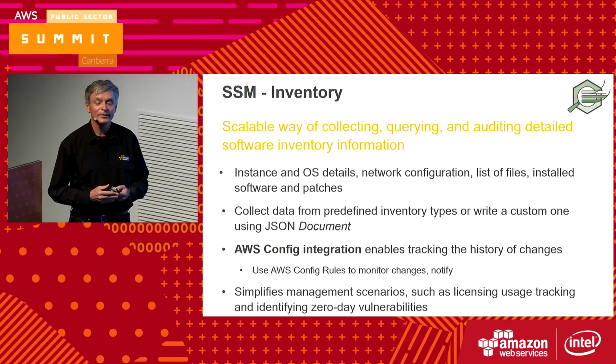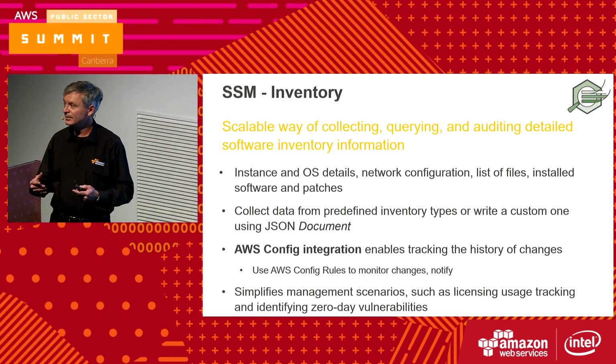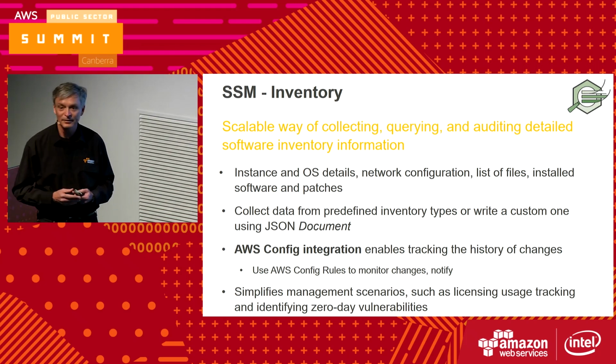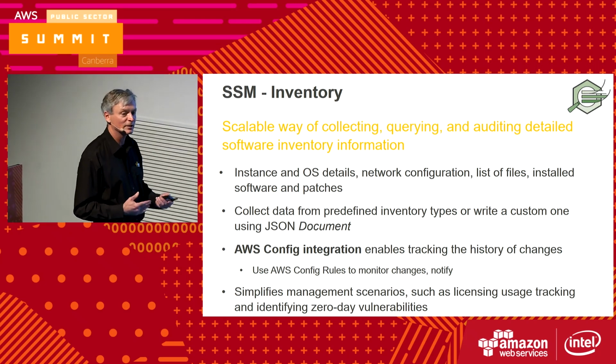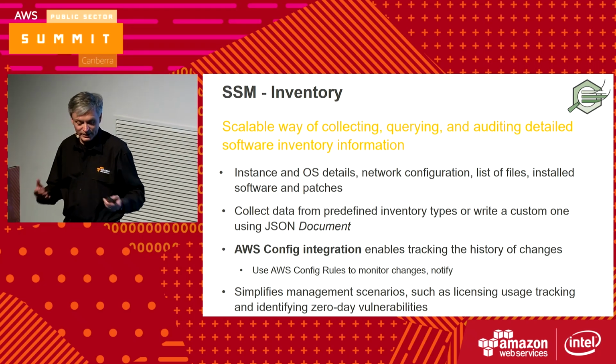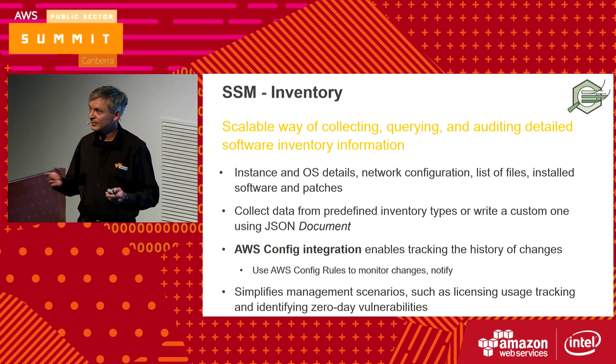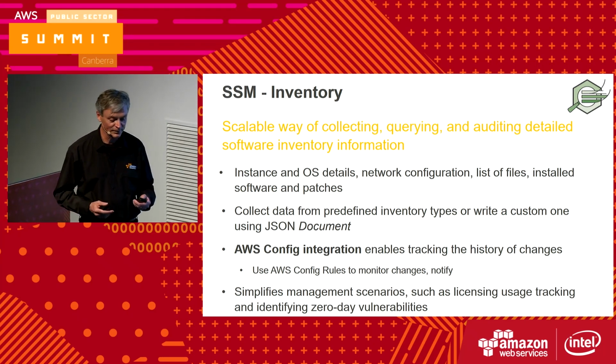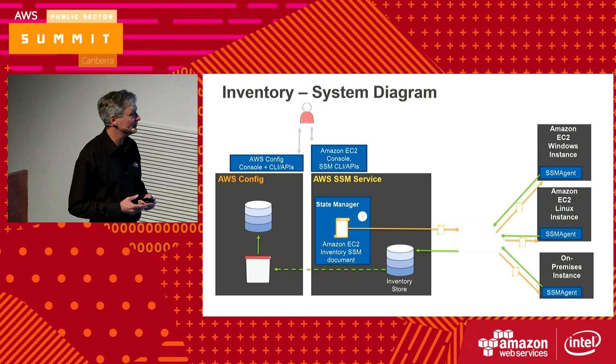The inventory component of Systems Manager allows you to see exactly what's installed on those server fleets. So what patch level you're at, what applications have been installed, and so on. This actually integrates with the AWS Config service, which we've mentioned in a few talks here. And I've got a diagram to show how this works now.